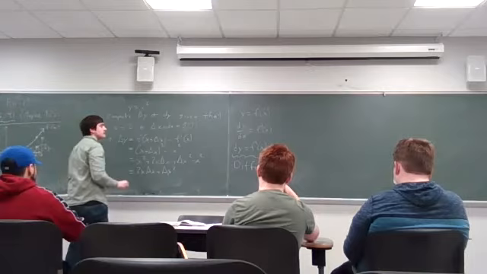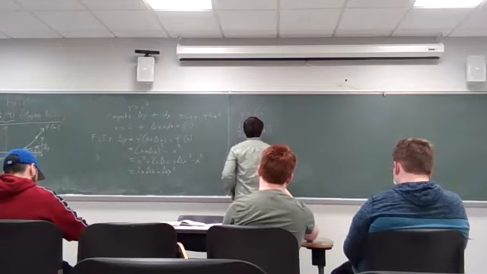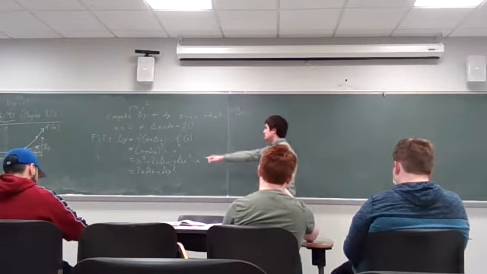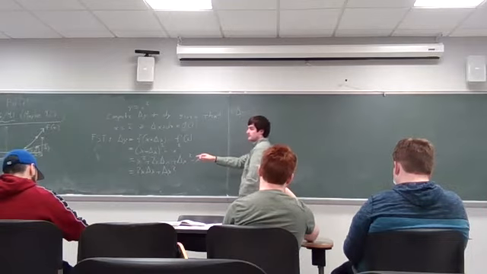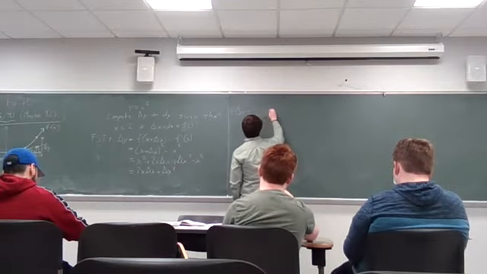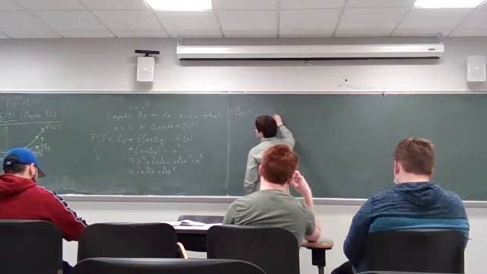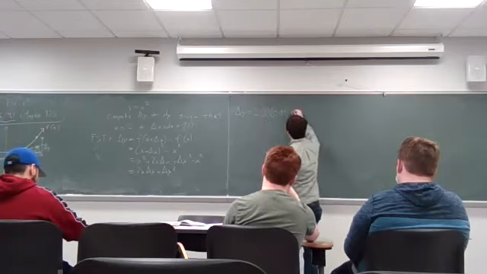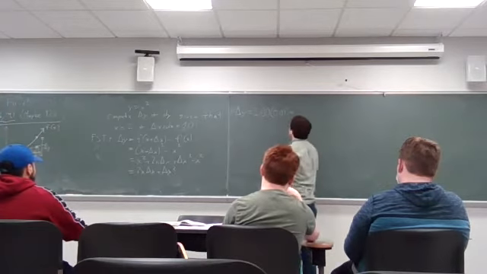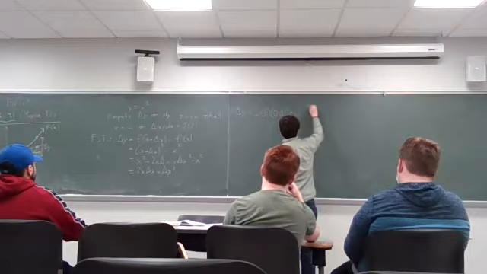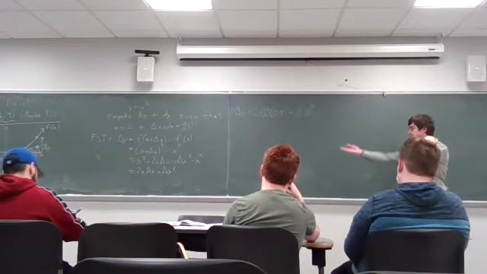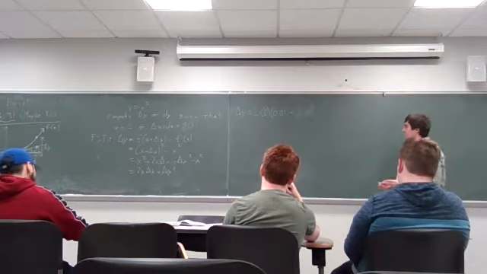So plugging in now, we'll do that over here maybe. We are going to get that delta y equals 2 times x, which we're given in this case is 2, times delta x, which we're given in this case is 0.01, plus delta x squared, which is 0.01 squared. Okay, good. So this is how we compute delta y. That just comes from the formula we had up there, and we plug in our numbers.